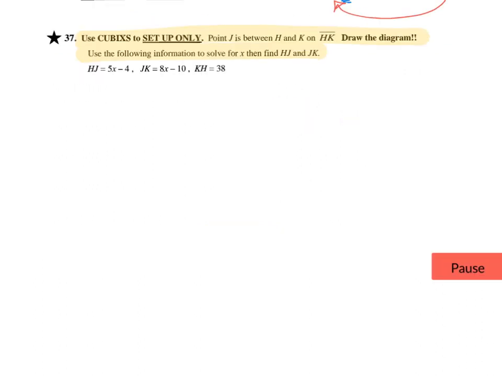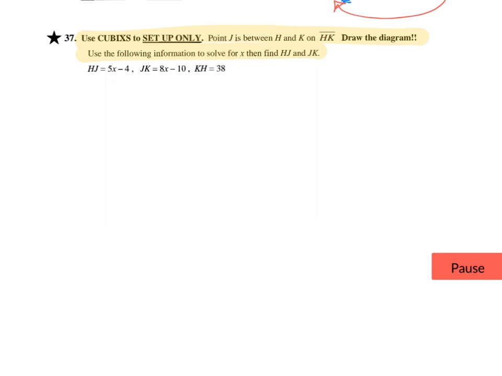All right. Now the last question here that we have, it says use CUBES to set up only. Point J is between H and K on HK. Draw the diagram. Use the following information to solve for X. Then find HJ and JK. Notice in here, we are going to set up only. We will not continue on to find HJ and JK.